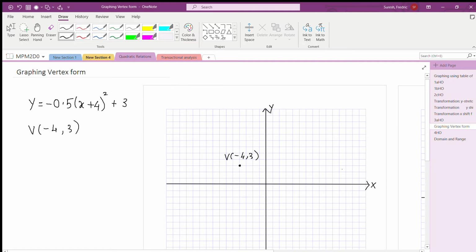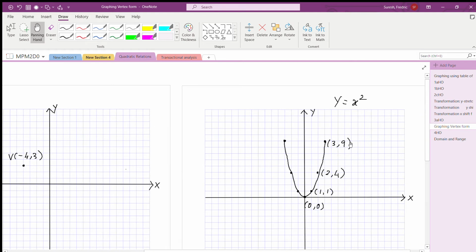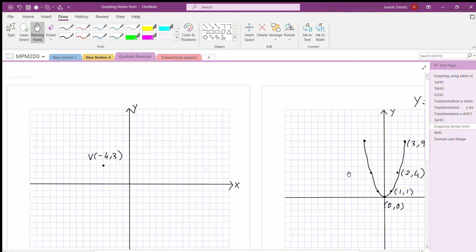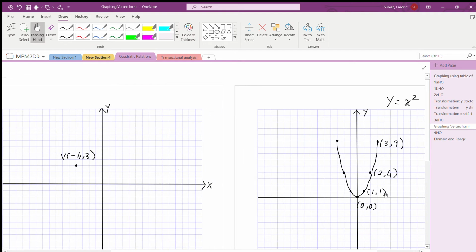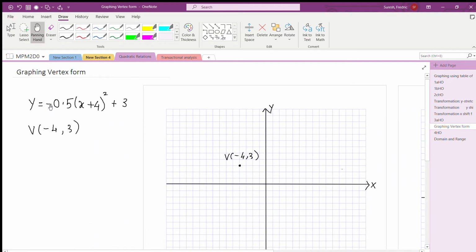The negative in front of the 0.5 tells you that the graph opens down. And the 0.5 tells you about the normal steps, 1, 1, 2, 4, 3, 9. The 0.5 tells you that the y values are going to be stretched by a factor of half. So instead of going to (1, 1), it'll go (1, 0.5), (2, 2), half of 4, (3, 4.5), half of 9. But the direction it's going to go is down, because it is a reflection. The A value is negative.